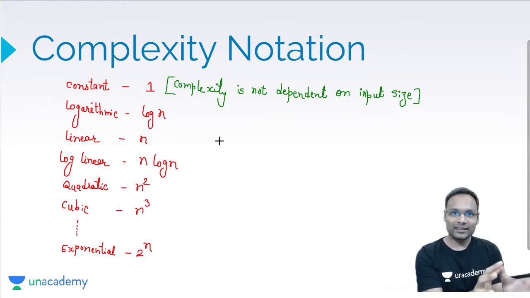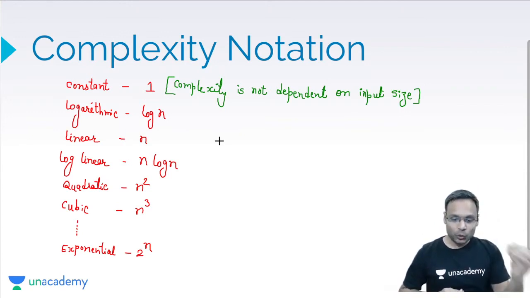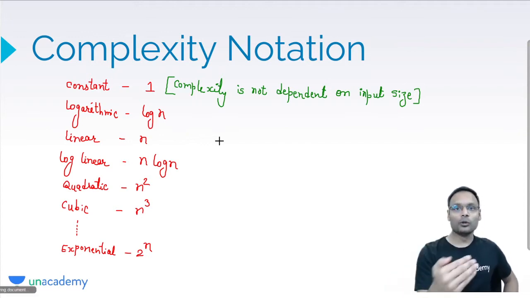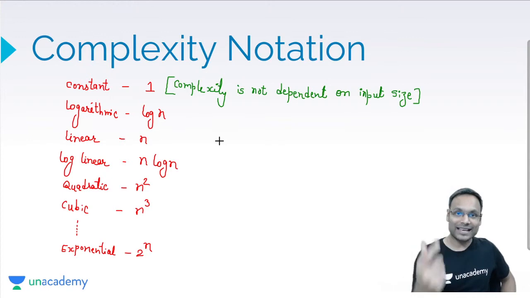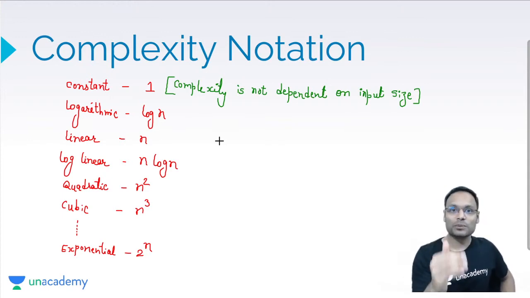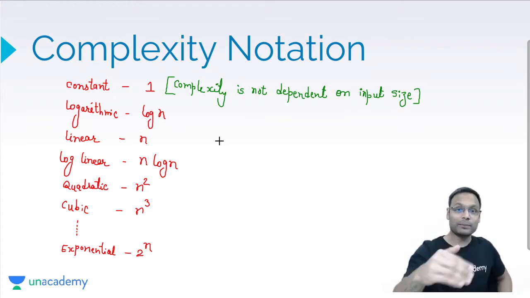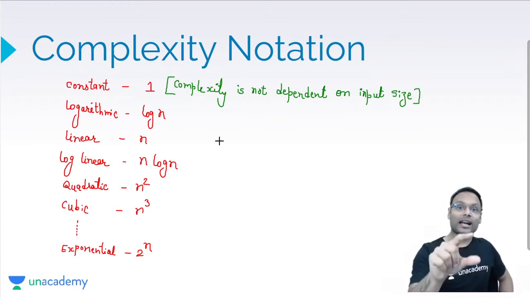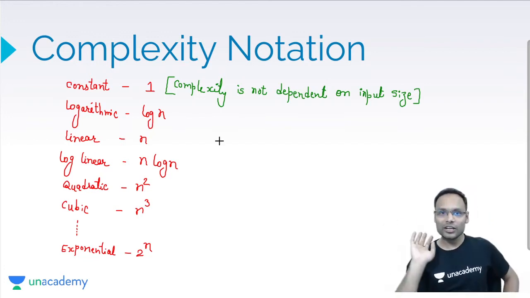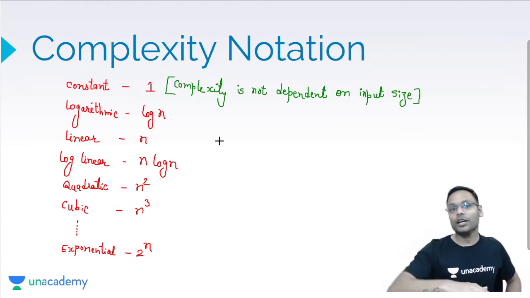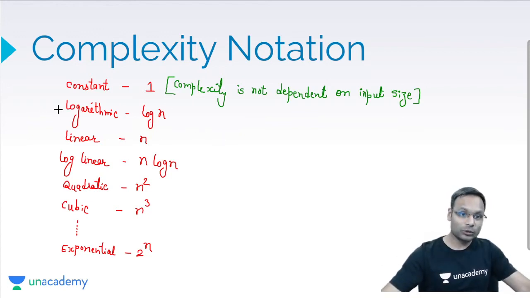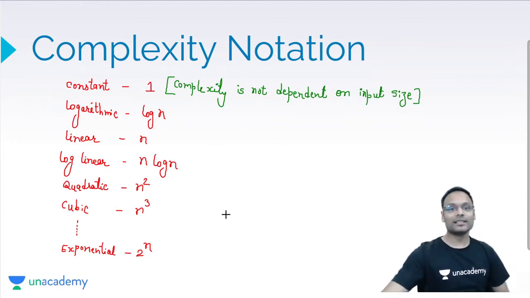You are given an array of size n, an input of size n, and you have n extra spaces during the algorithm run. In that case you can say space complexity is linear, just because it is directly dependent on the input size. If input size is 500, you will require 500 extra spaces. If input size is 1000, you will require 1000 extra spaces. That is space complexity, which you can also denote in these notations.